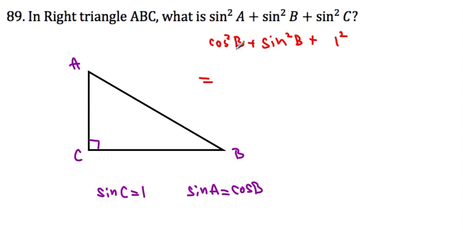Then what are these two equal to each other? Sine squared plus cosine squared. By the Pythagorean identity, this is equal to 1. And 1 squared becomes 1. Therefore, our total answer becomes 2.